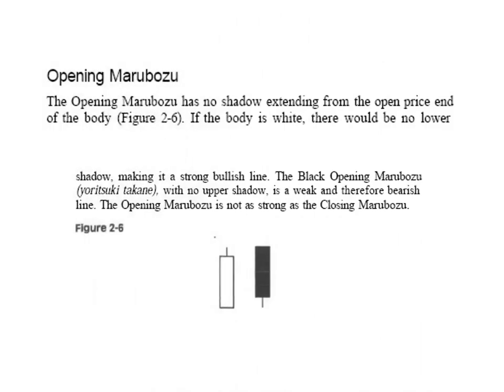Then the opening Marubozu. The opening Marubozu has no shadow extending from the open price end of the body. If the body is white, there will be no lower shadow, making it a strong bullish line. The black opening Marubozu with no upper shadow is a weak and therefore bearish line. The opening Marubozu is not as strong as the closing Marubozu.